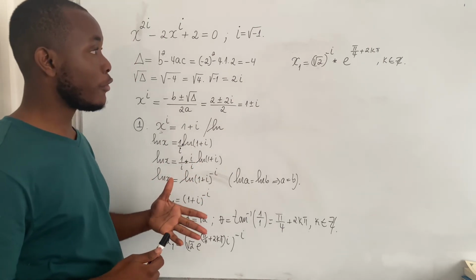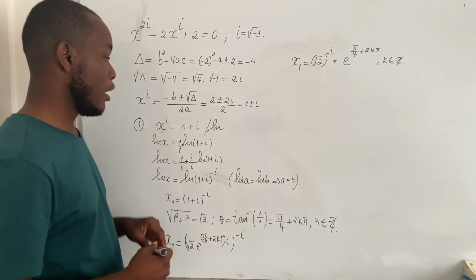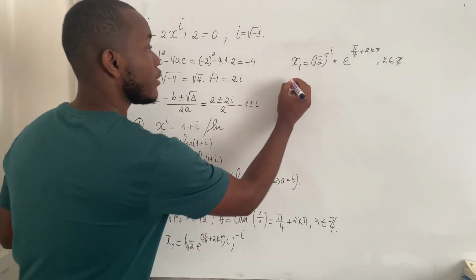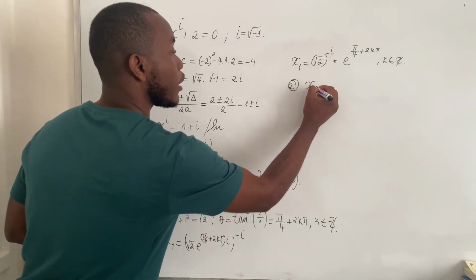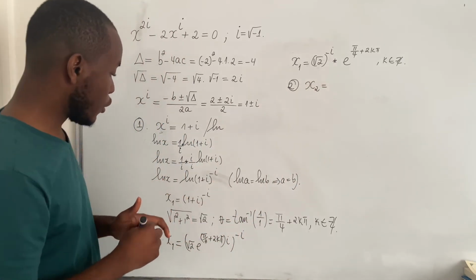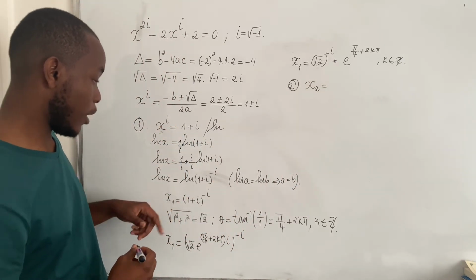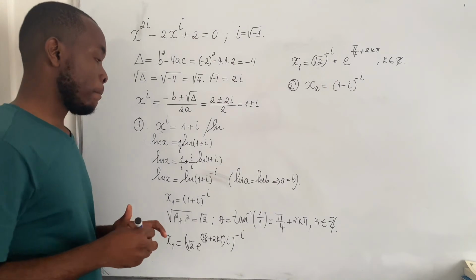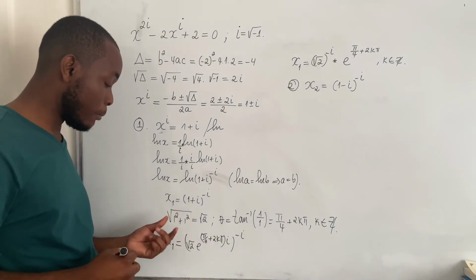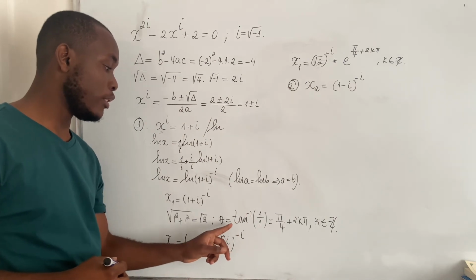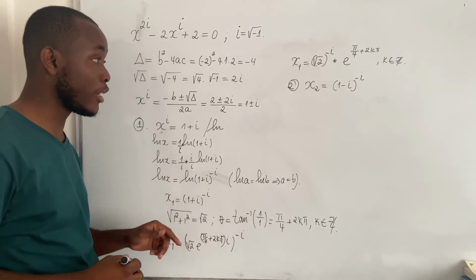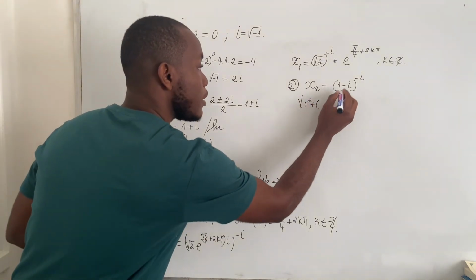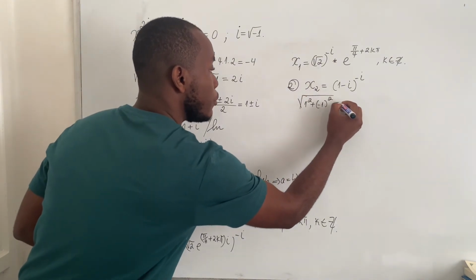Now we have to find the value of x2, which is definitely using the negative. But all this approach that we did can be applied to the second x, which I can call x2. So x2 is going to be 1 minus i to the power negative i. And we can find the magnitude of the base and also its angle, the same way we applied here. So the magnitude will still be square root of 2, because the magnitude is the real part squared plus the imaginary part squared, which will produce square root of 2.